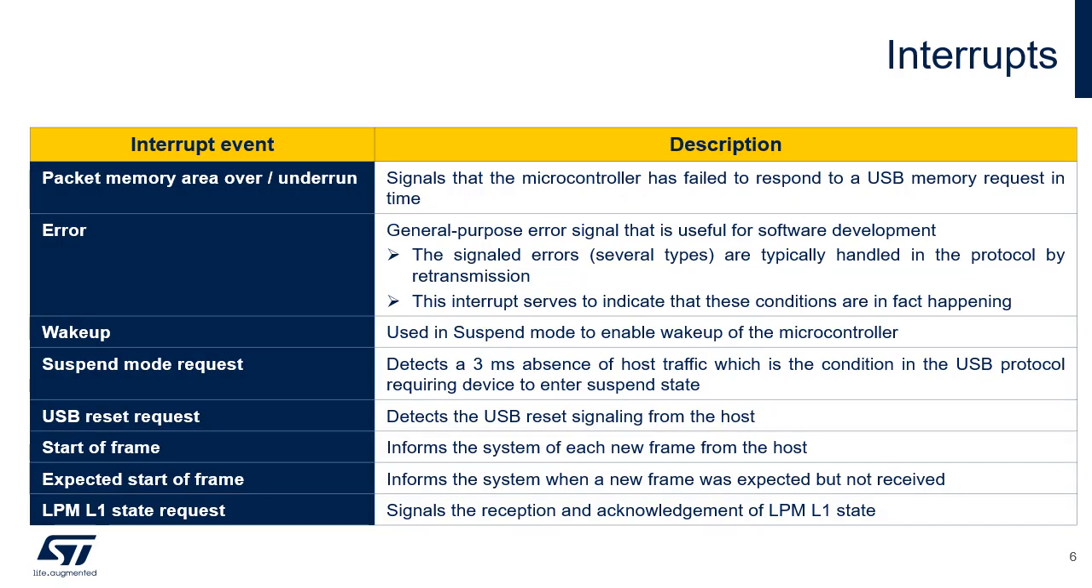The USB device controller generates interrupts under various conditions, typically requiring software handling. The first 2 interrupts address different error and warning conditions, while the remaining interrupts correspond to standard USB protocol events.